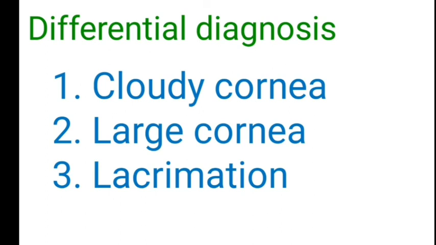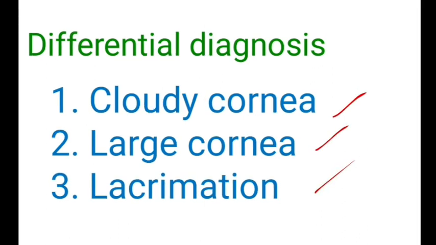The second is the large cornea. Here it's called as buphthalmos. The DDs include megalocornea, or very high myopia patients will also have large cornea. The third is the lacrimation, which is also seen in case of obstruction to the nasolacrimal duct. So these are the differential diagnosis for your most common symptoms of glaucoma. This is one of the questions which are frequently asked in your viva also.